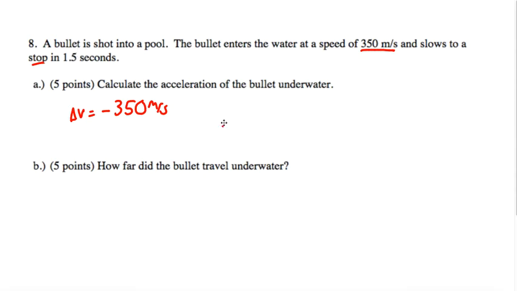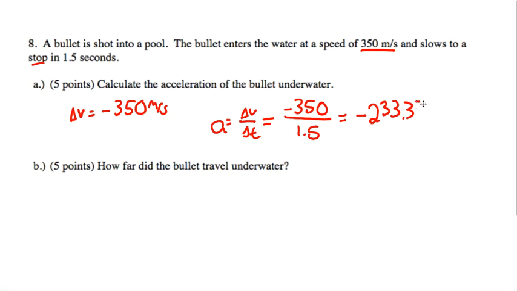If they want acceleration, we have an equation for it. Change in velocity divided by time. So our change in velocity would be the negative 350 divided by the time it took, 1.5 seconds. So we will get a negative acceleration because this is slowing down. And 350 divided by 1.5 will give you a negative 233.3 repeating. So we can just put 233.33. And the label for that, this is an acceleration, so meters per second squared. Don't forget your labels on these.